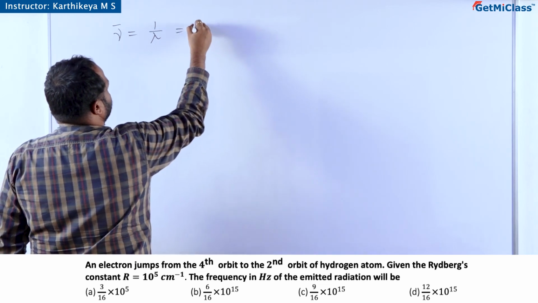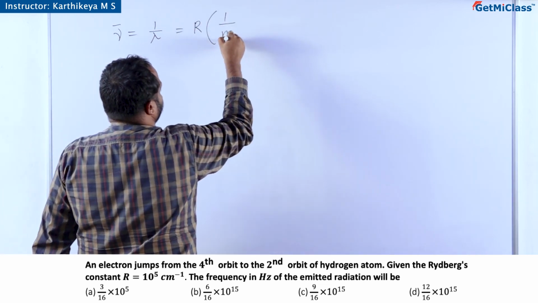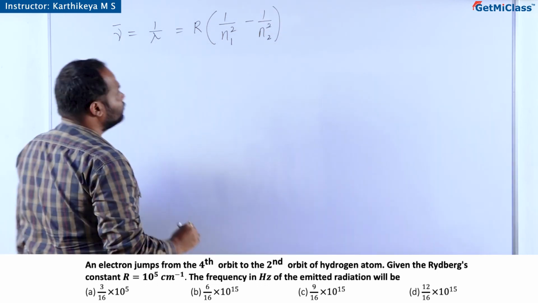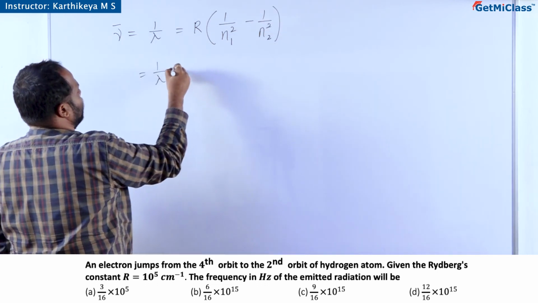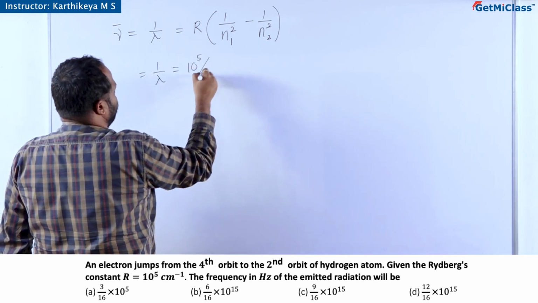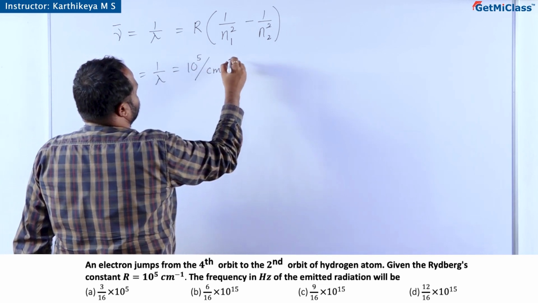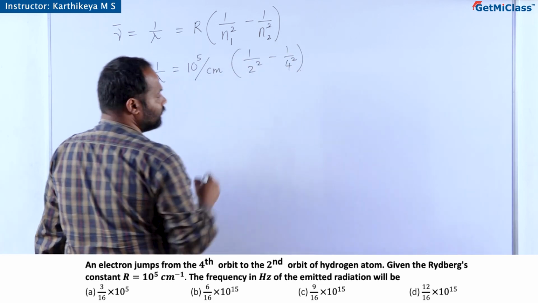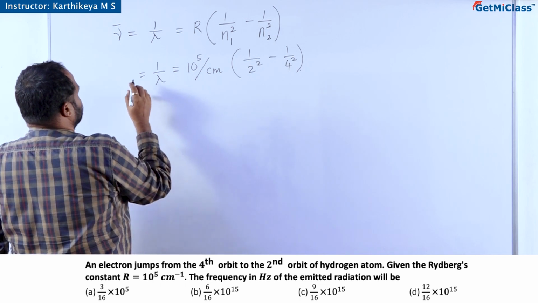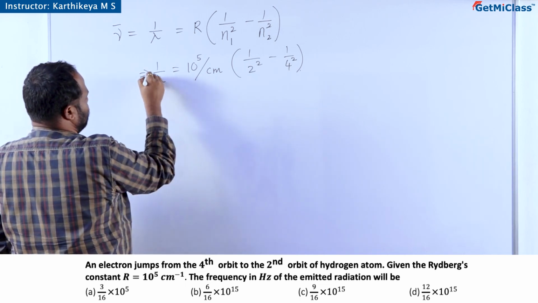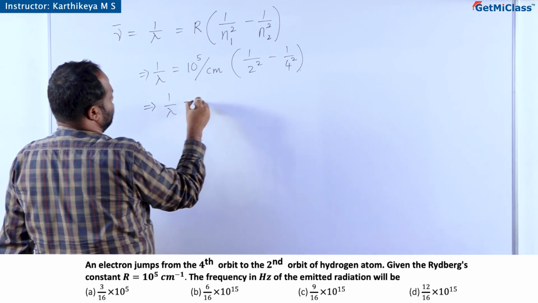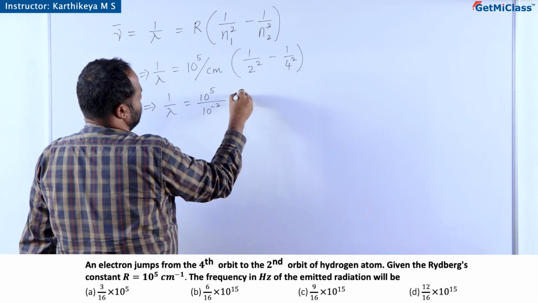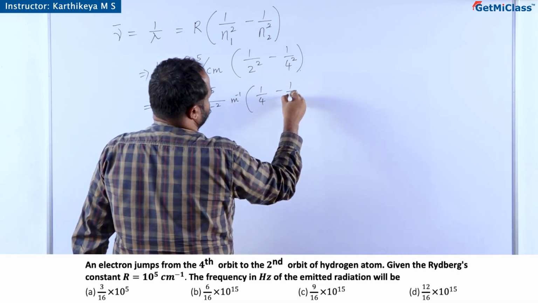by lambda equal to Rydberg constant R times (1 by n1 square minus 1 by n2 square). So 1 by lambda is 10^5 per centimeter into (1 by 2 square minus 1 by 4 square). So this is nu bar, that implies 1 by lambda equal to 10^5 divided by 10^-2 per meter. This is 1 by 4 minus 1 by 16.